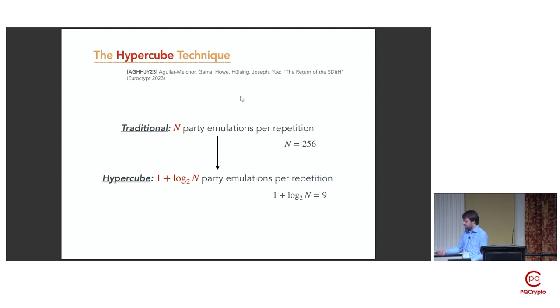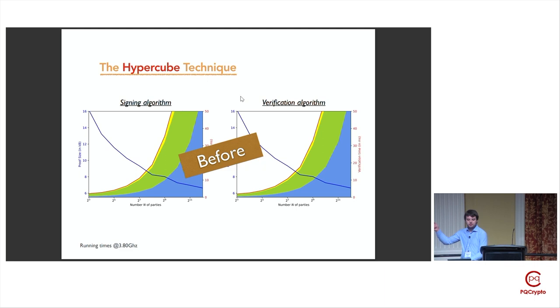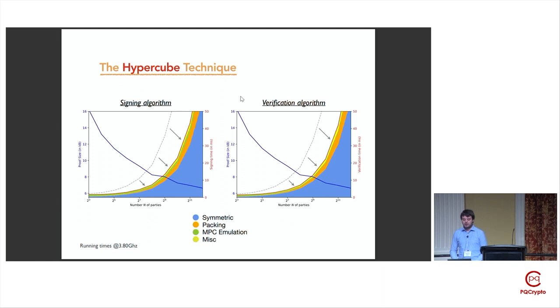If I draw the same graphic for the hypercube approach, we obtain the following one. We see that the green part almost disappears. But there is an orange part which appears, which is just the cost to make all the sums in the hypercube. We need to pack all the sharings.